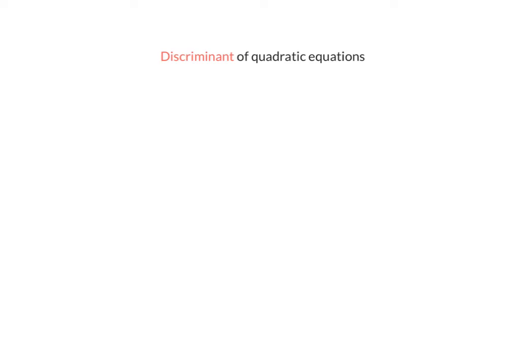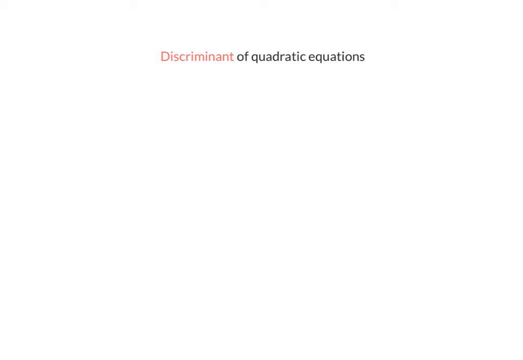All right, so in this video, we're going to learn about the discriminant of quadratic equations. The discriminant, which is inside the root of the quadratic formula, will tell us how many solutions we're going to have, whether one solution or two solutions or no solution. So let's talk about the equation first.